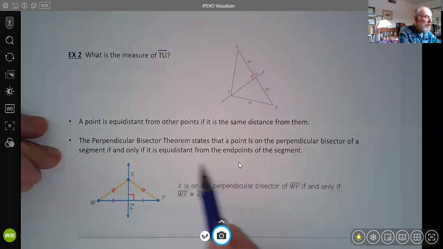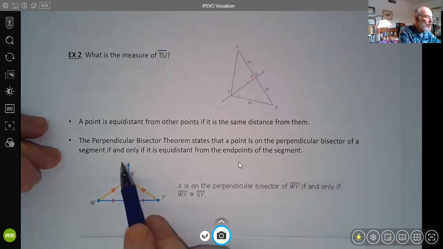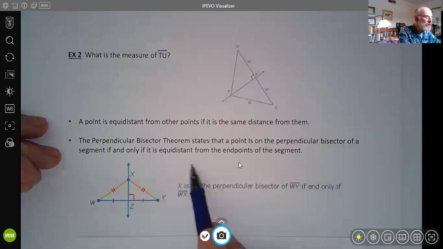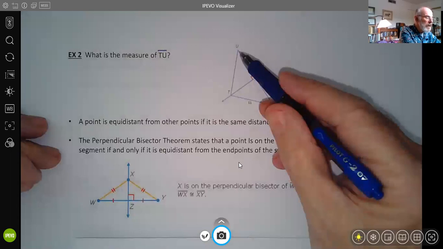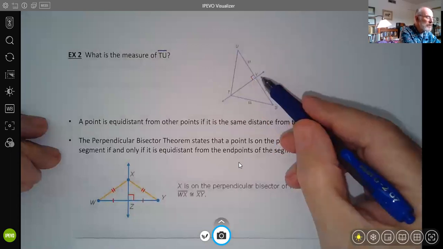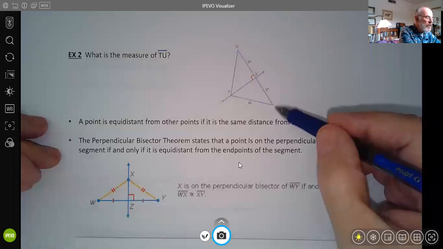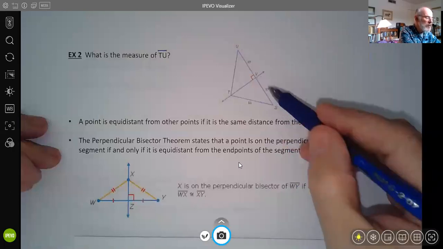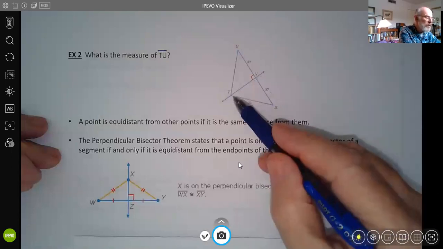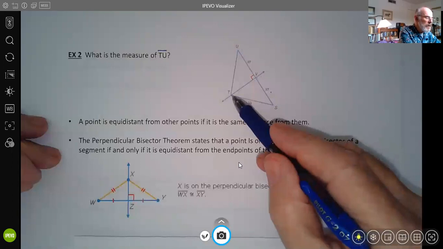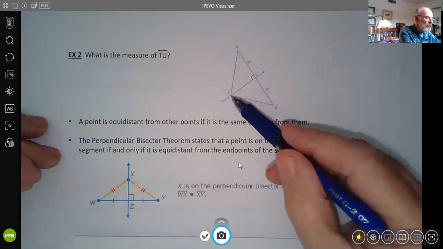So a point is on the perpendicular bisector of the segment if and only if it is equidistant from the endpoints of the segment. So V is on the perpendicular bisector, and it can only be on the perpendicular bisector if, again, the points on each side are equidistant from that point. And we see that here. But if you go up the bisector to T here, T is also on the perpendicular bisector.